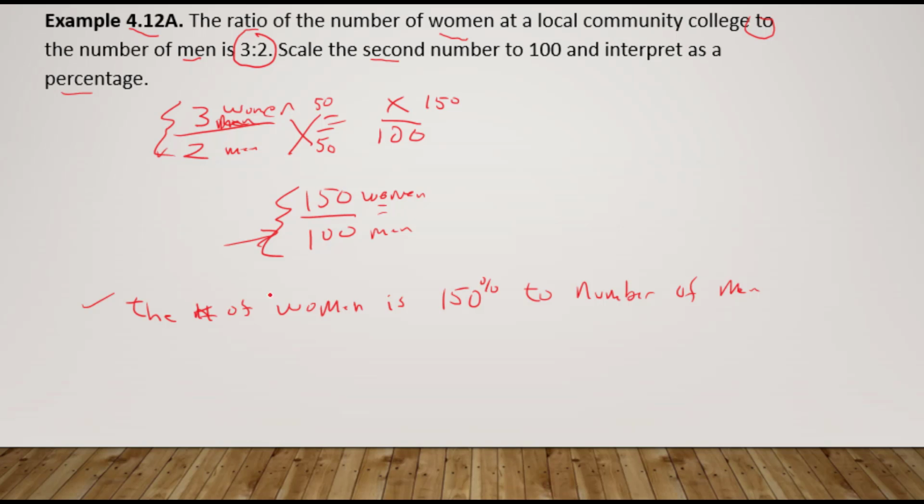And hopefully that makes sense. This is called a part-to-part ratio, because if we add them together, I get total students. So I really can't talk about students in the percentage. The only thing I can say is what I just said.